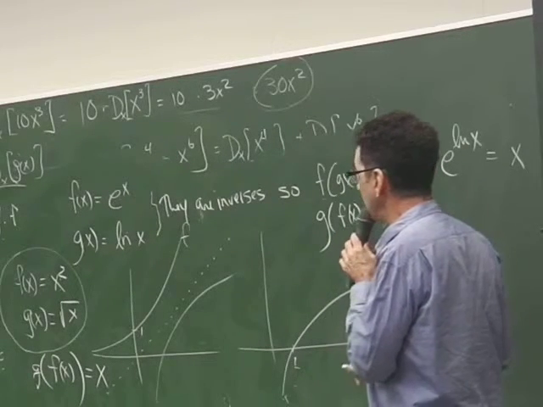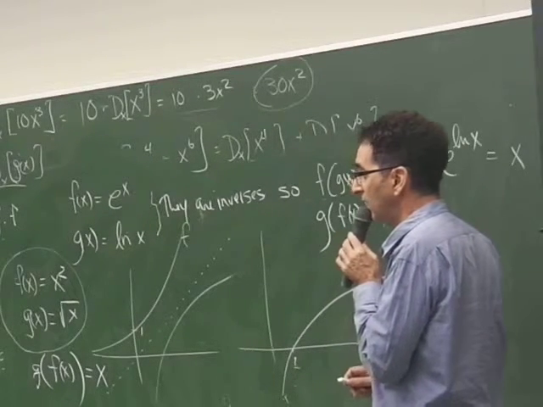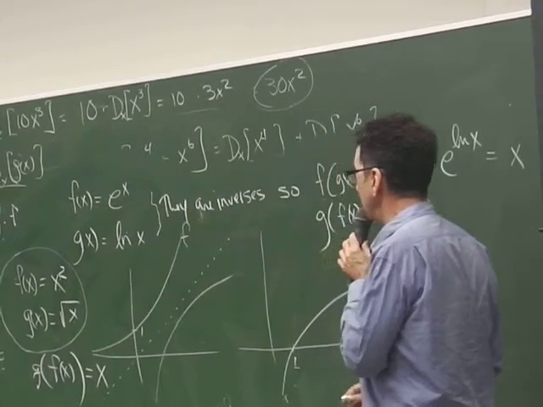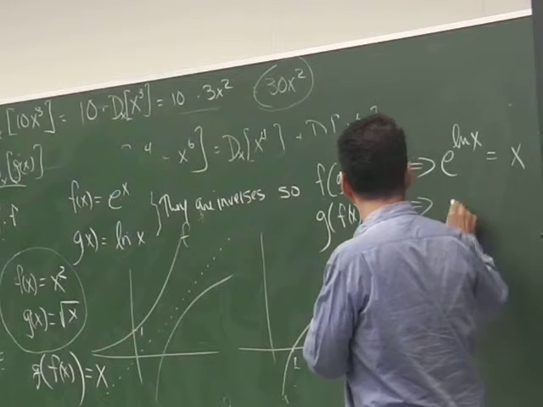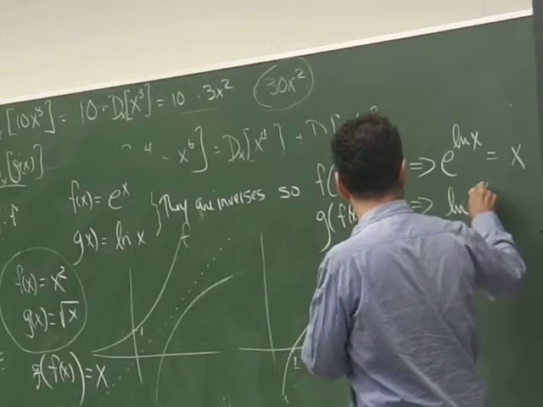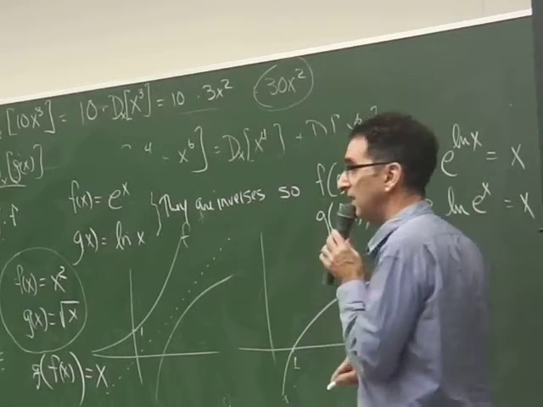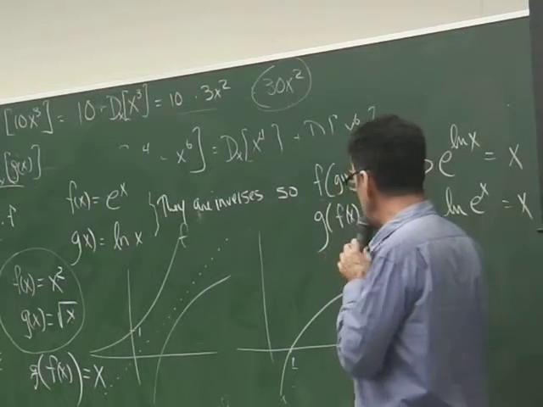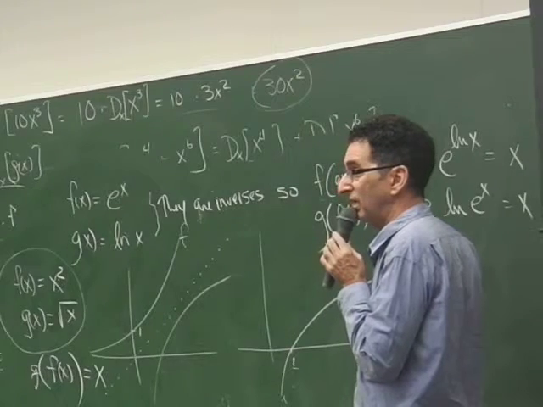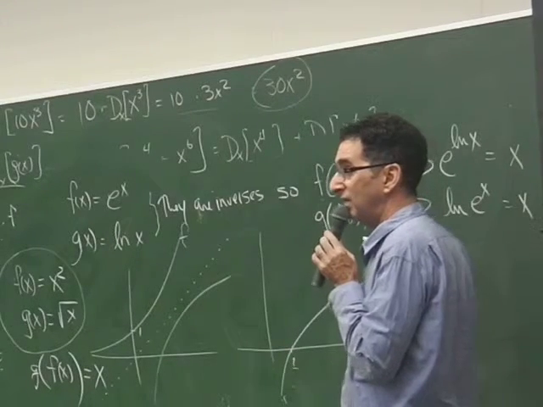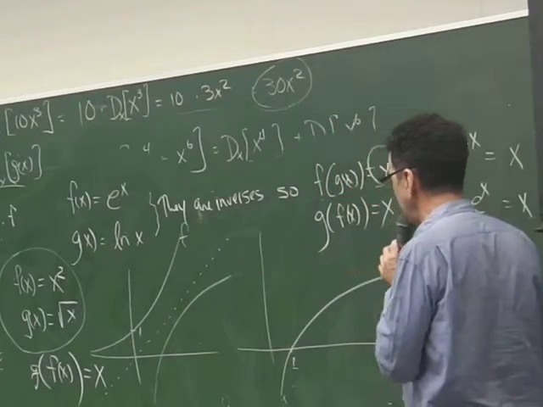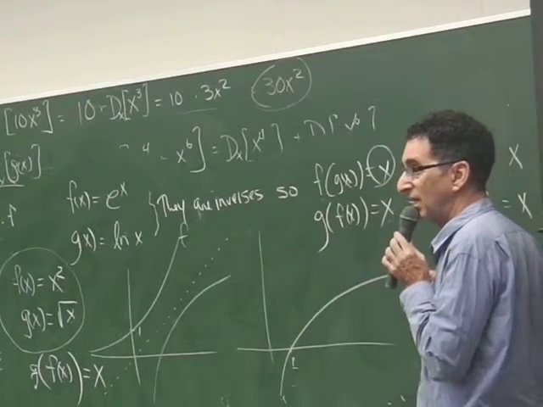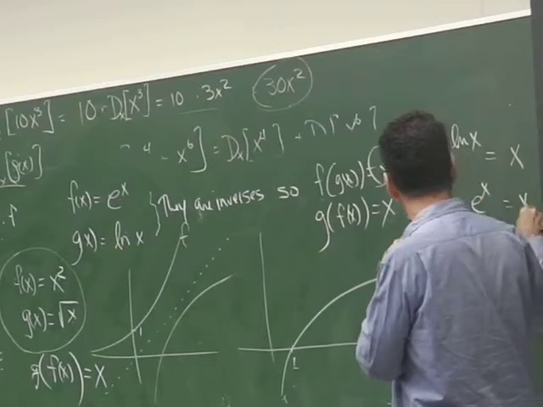g is what? ln of x, so I'm putting f into that. So it's ln of e to the x. It's also x, because they're inverses. They are inverses, so this has to be true. So it's not exactly a mystery. It's just because they're inverses, just as if you do one and then the other, you get x back again.